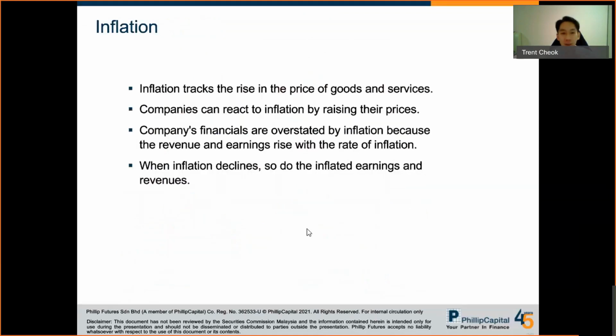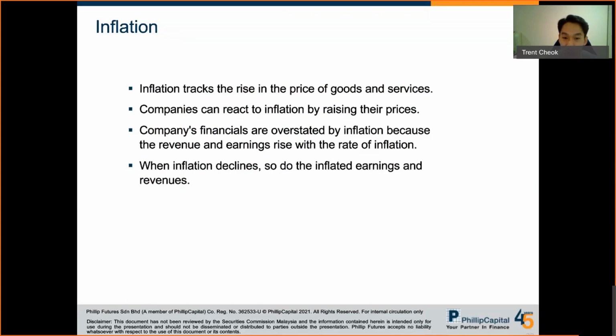Okay, next will be inflation. So now I cover GDP. Next will be inflation. So what is inflation actually? This word inflation, you can see on the news most of the time. Whether our inflation is increasing or decreasing, and you'll start to worry, oh my God, how's inflation increase? What's the price of the Gardenia bread now? Right. So actually inflation tracks the rise of the price of goods and services.